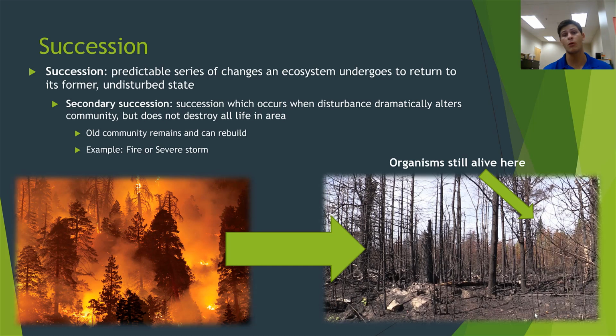So if there was a severe storm or a fire, that would be an example of a disturbance event which would lead to a secondary succession. Only in areas which are completely devoid of life, such as after a volcanic eruption, do you actually see primary successions that take place.